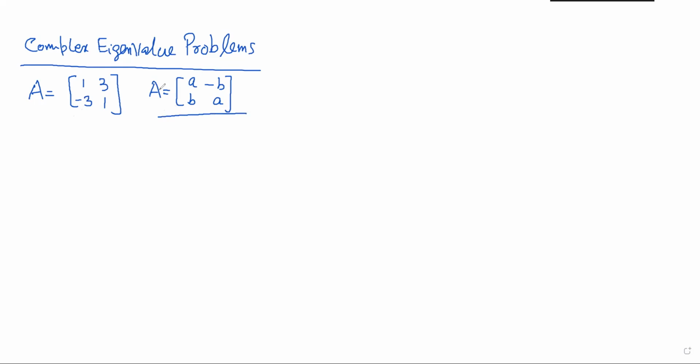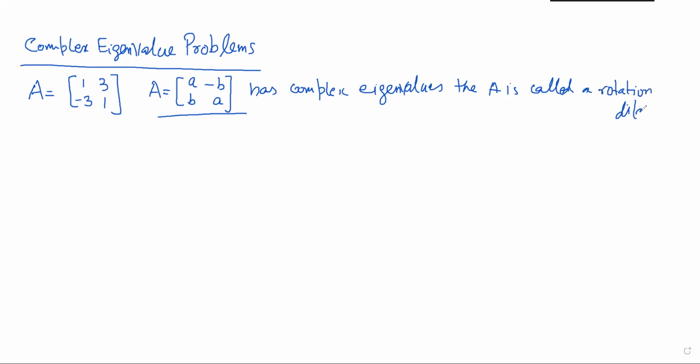So, for example, if this matrix A, with entries A, B, minus B, A, has complex eigenvalues, then A is called a rotation dilation matrix.